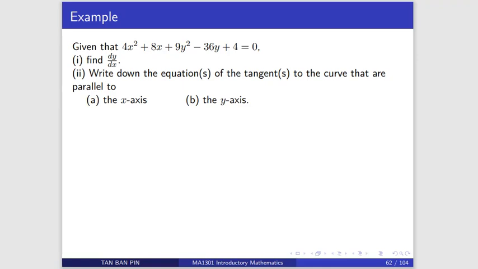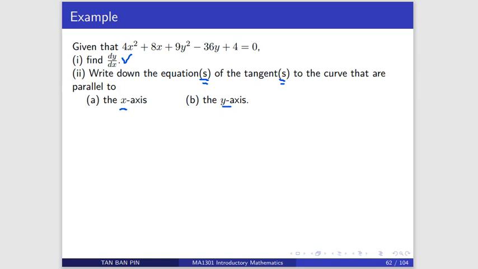In this question, they ask to find dy/dx and then find equations of tangents to the curve that are parallel to the x-axis and y-axis, in parts A and B respectively. When the question is phrased in this way, the bracket S means the answer could be one or more. So you have to decide. First, you differentiate to find dy/dx.